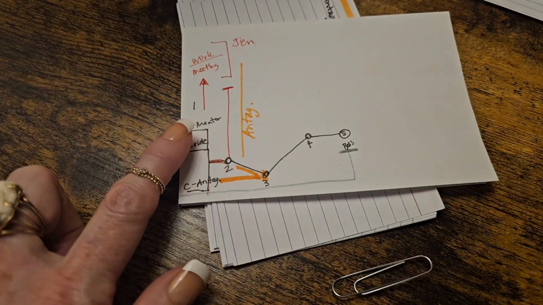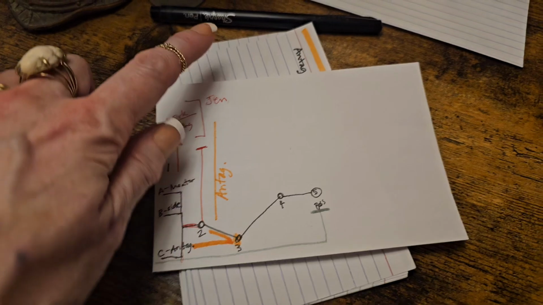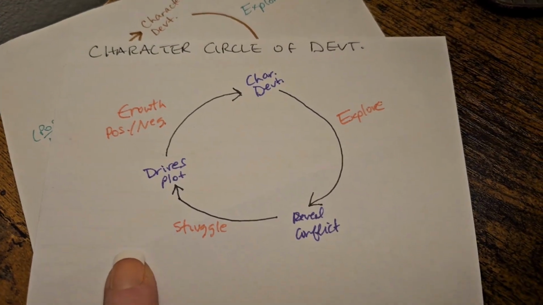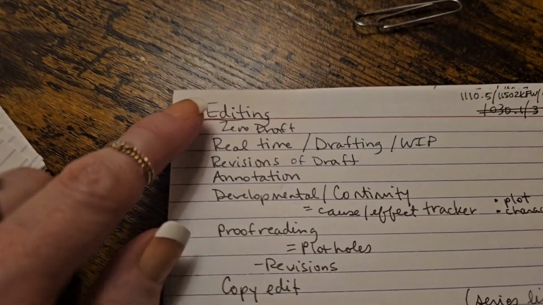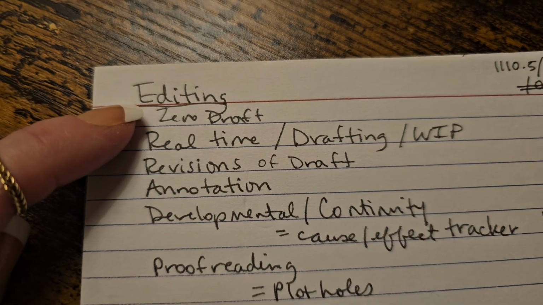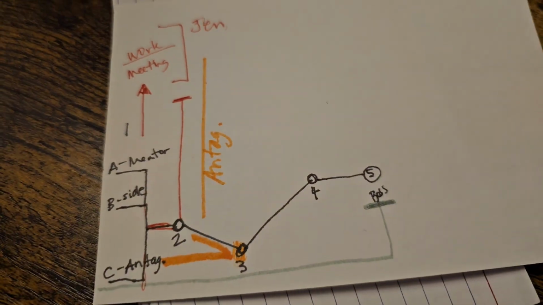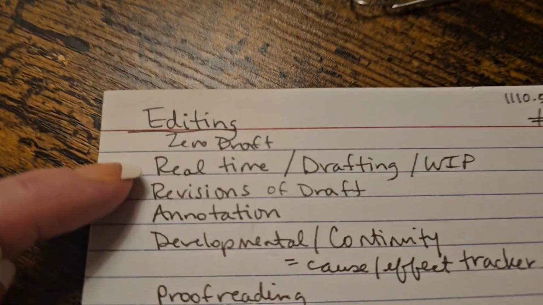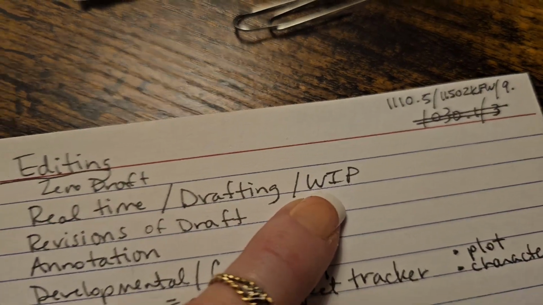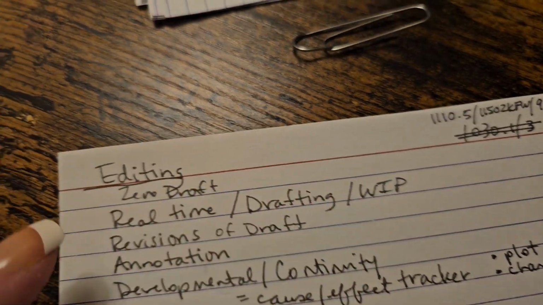We're in the process of doing some plot modeling and some character development. And we've also talked a little bit about what your character's circle of development looks like. Well, with that in mind, we're up here. We're at the zero draft, right? The zero draft and its components, including the plot model or the story model, lead to the real-time story drafting, which becomes your work in progress. So these are just a few steps along the path.